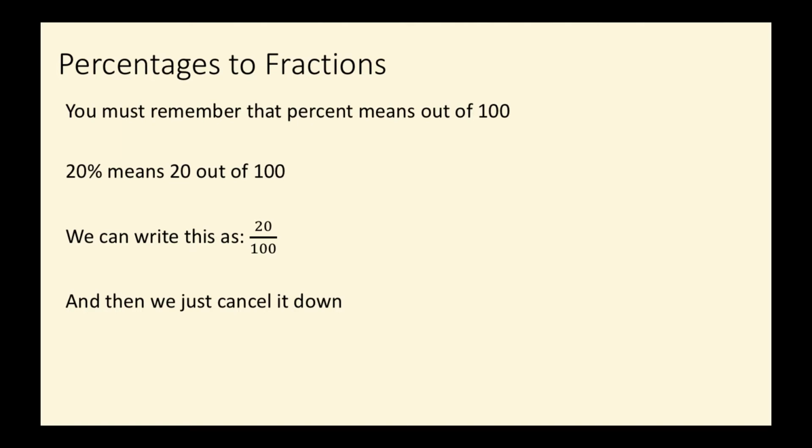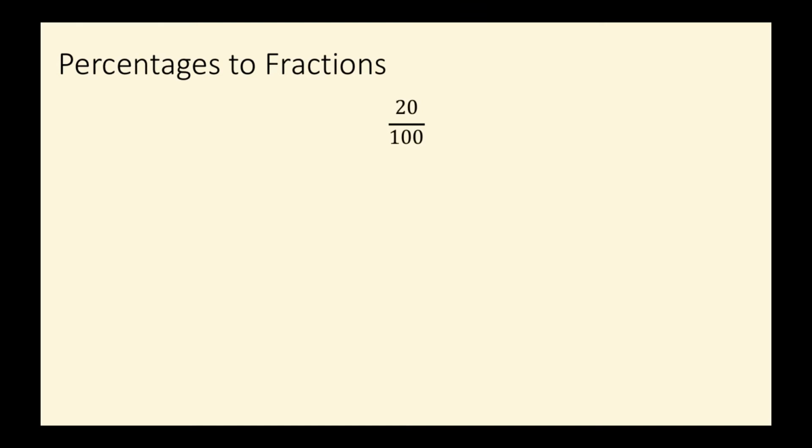You must have seen this 1,000 times at school, college, wherever you're doing your GCSEs or your SATs or anything like that. So you must have seen it loads. So when we cancel it down, what we do is we think of a number that goes into both 20 and 100. Now, 20 and 100 both end in 0. So that means I know that 20 and 100 can both be divided by 10. So if I divide both the top and the bottom by 10, I have 2 on the top and 10 on the bottom.